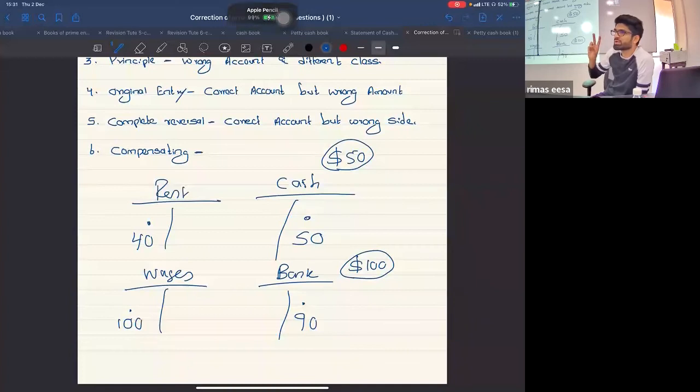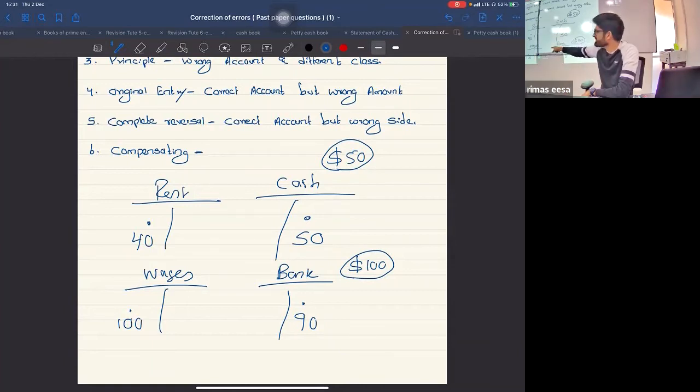Now use your brain a bit. I want you to combine the two errors together and tell me how much is the total on the debit side. 140, right? Rent 40, wages 100, total 140. How much is the total on the credit side?